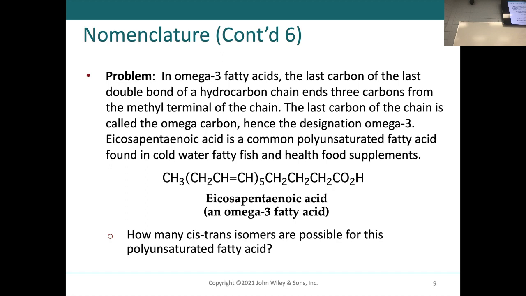All right, so I want you all to think about this problem. I want you all to get in groups. You all have heard about omega fatty acids in nutrition. So this is talking about omega fatty acids, and there's the problem. Read that problem, look at the structure, and then try to answer that question: how many cis and trans isomers are possible for this particular polyunsaturated fatty acid? Get together, work through it, take a few minutes.